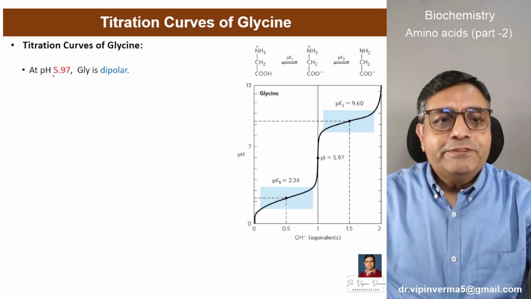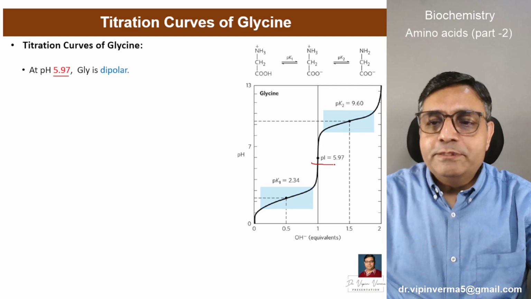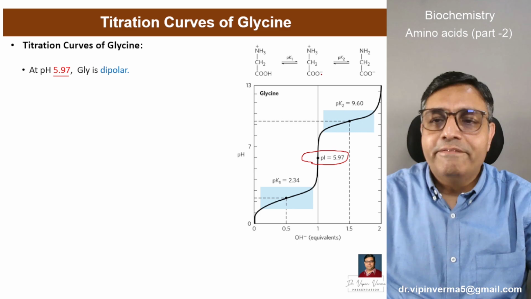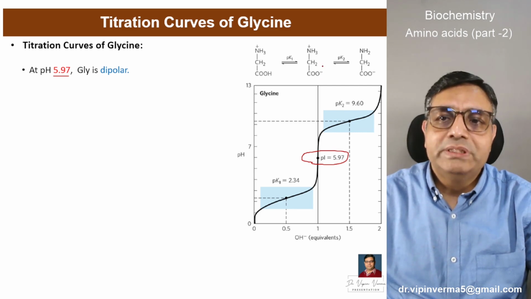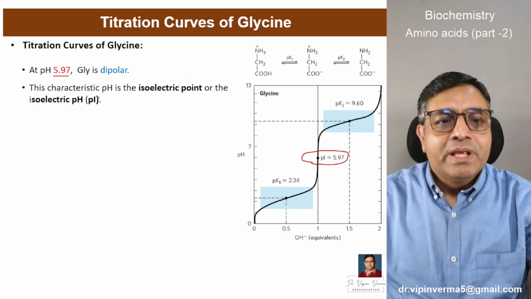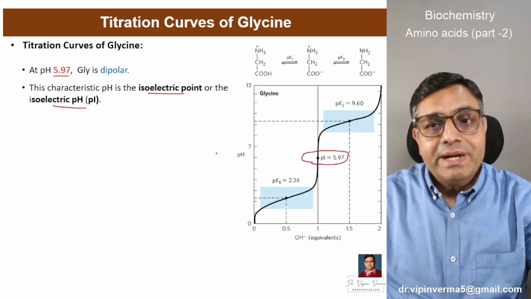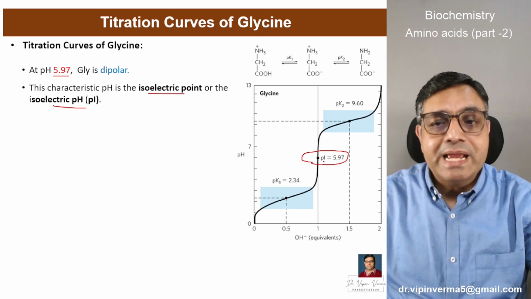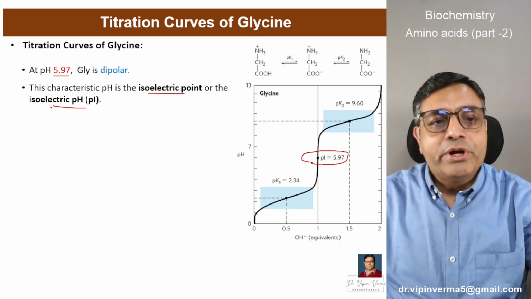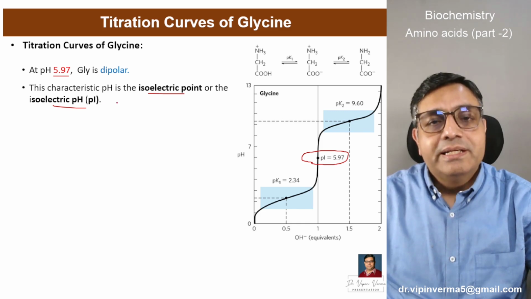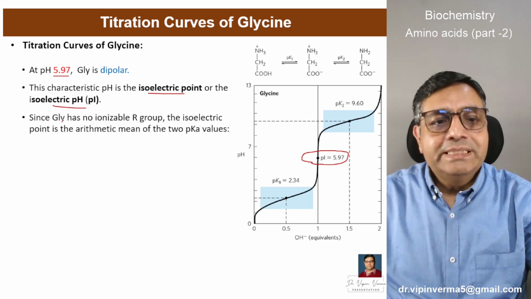Now at pH 5.97, if we revisit this particular pH again, this glycine is dipolar because you have equal positive and negative charge. One charge is negative, one charge is positive, making it a zwitterion. Now this characteristic pH is called the isoelectric point or isoelectric pH. All right, remember this midpoint is known as pI, the isoelectric point or isoelectric pH, where the net charge is 0.